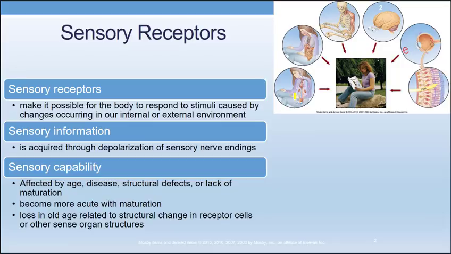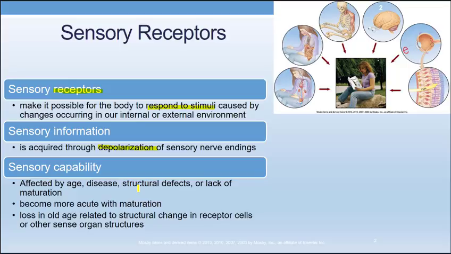Many sensory receptors that receive information from our environment are going to be working together and making changes based on the information that comes in, all working to keep our body at equilibrium or at homeostasis. And so it's the sensory receptors that make it possible for us to actually respond to stimuli that are caused by changes in our environment. Sensory information is acquired through the depolarization of sensory nerve endings, and this concept was introduced in the nervous system earlier on.